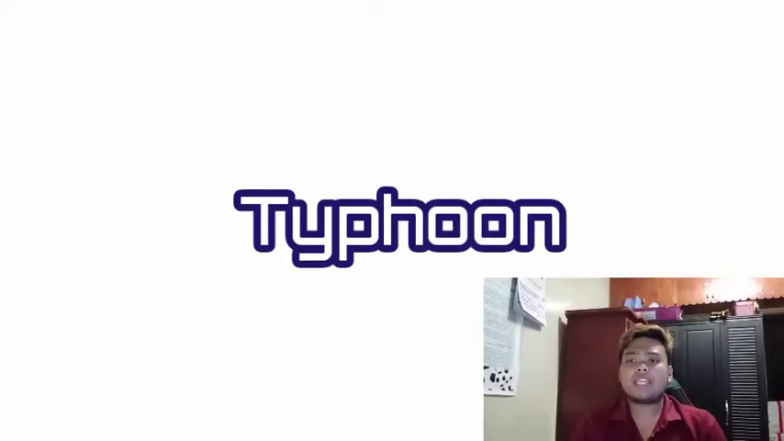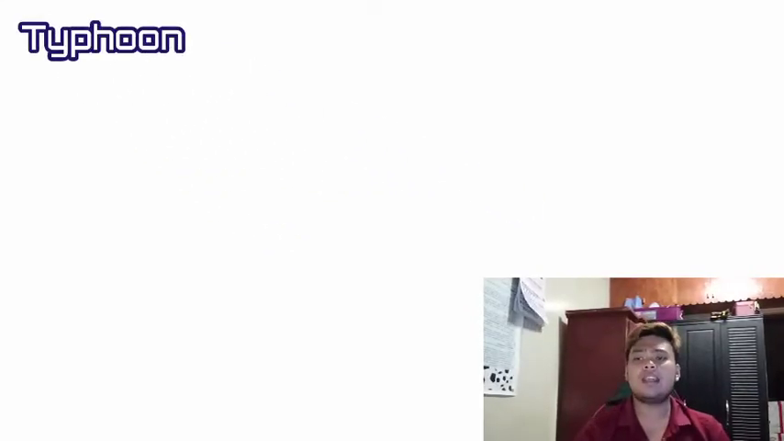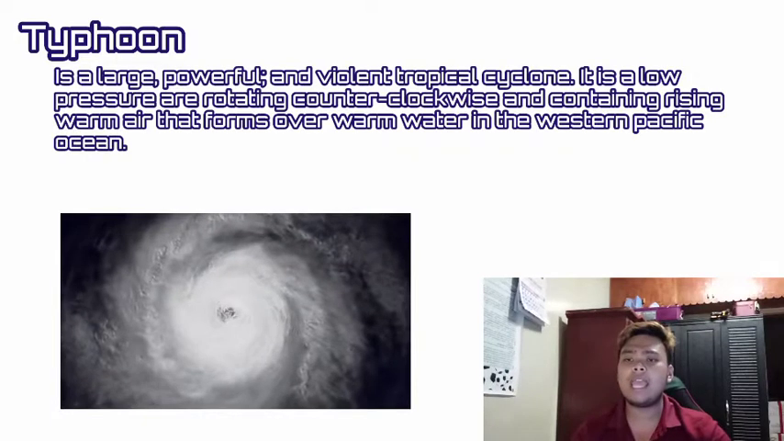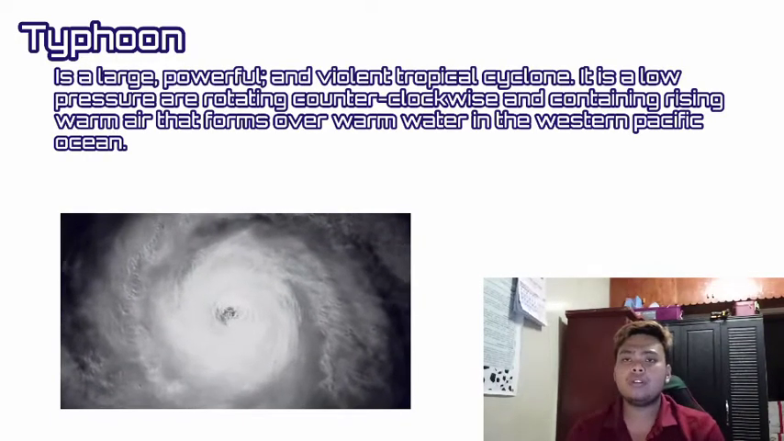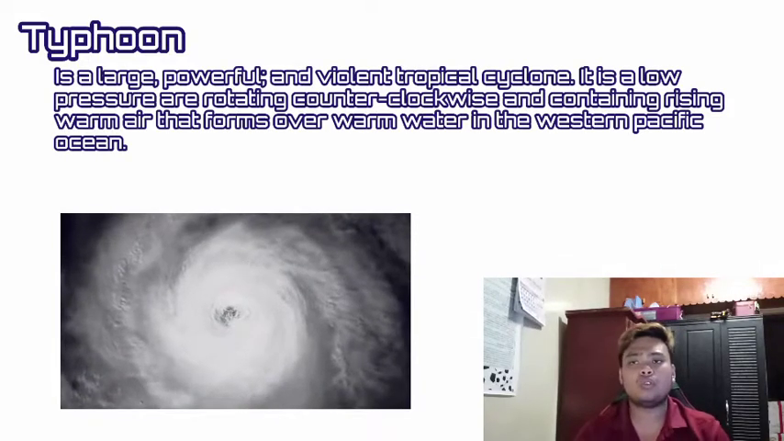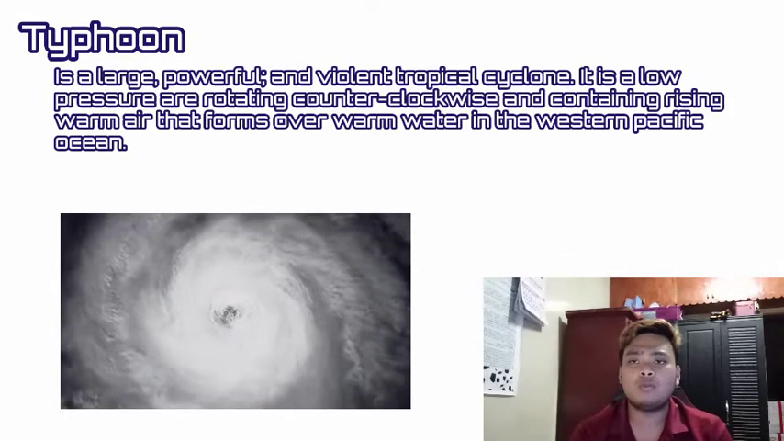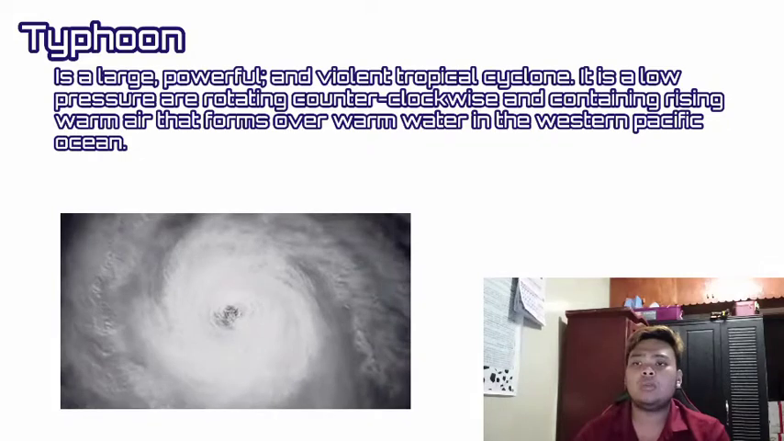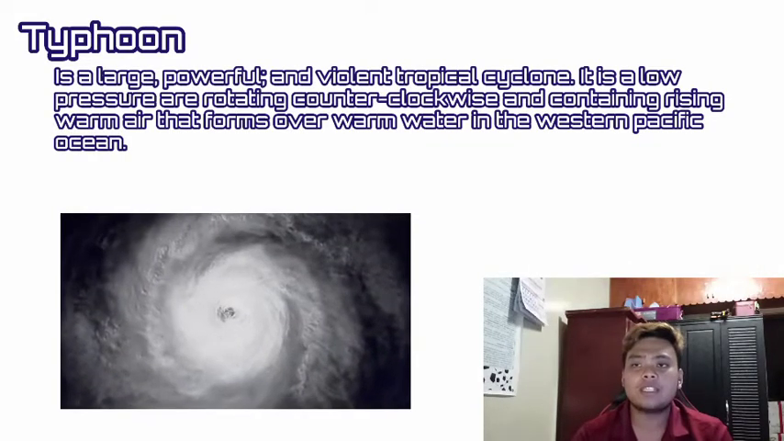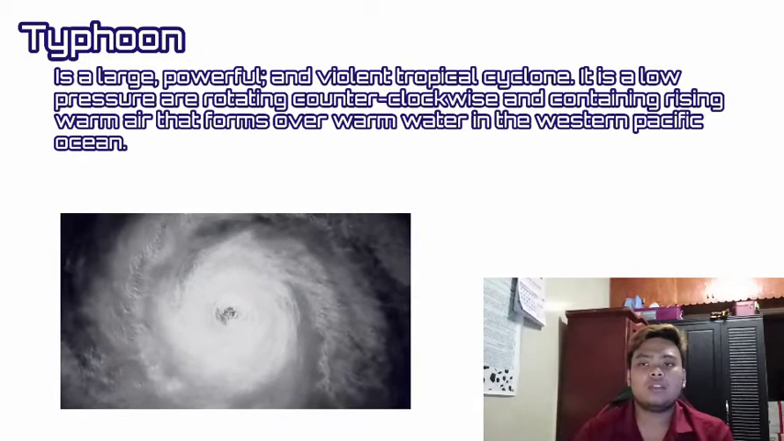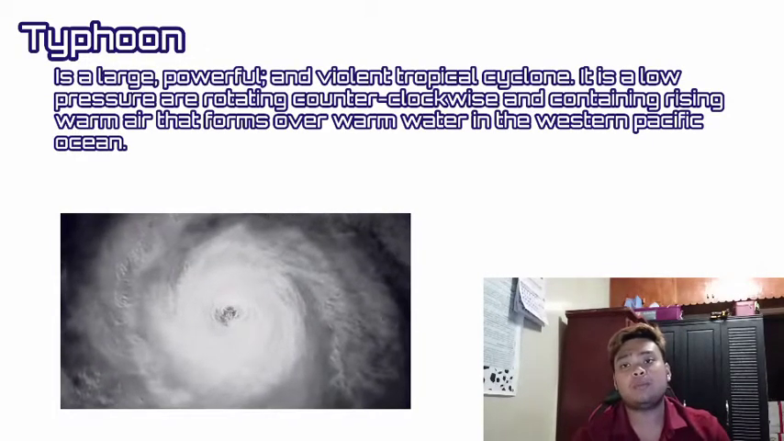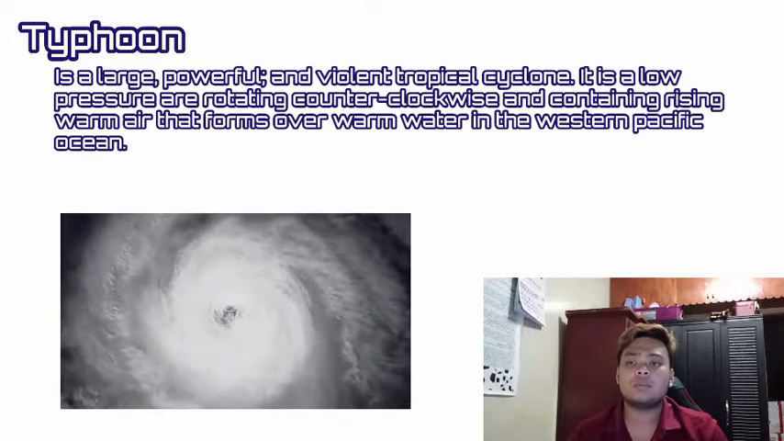So let's proceed to the typhoon. A typhoon is a large, powerful, and violent tropical cyclone. It is a low pressure system rotating counterclockwise and containing rising warm air that forms over warm water in the western Pacific Ocean. The weaker tropical cyclones are called tropical depressions and tropical storms.